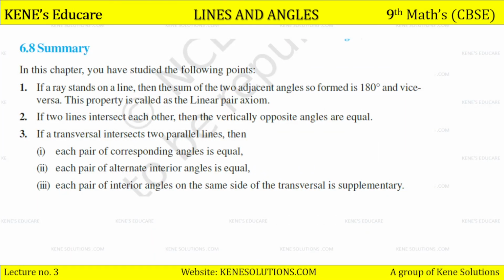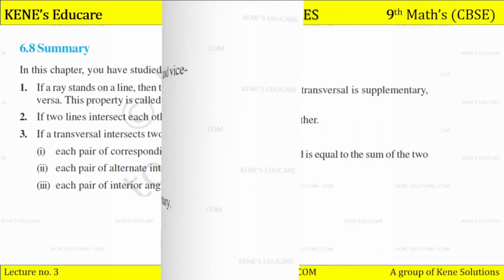You have studied the following points. If a ray stands on a line, then the sum of the two adjacent angles so formed is 180 degree and vice versa. This property is called the linear pair axiom. If two lines intersect each other, then the vertically opposite angles are equal. If a transversal intersects two parallel lines, then each pair of corresponding angles is equal. Each pair of alternate interior angles is equal. Each pair of interior angles on the same side of a transversal is supplementary.